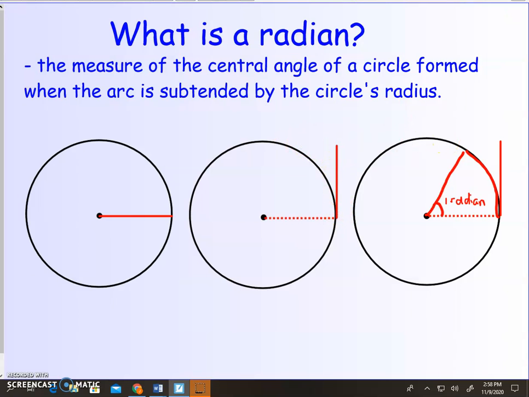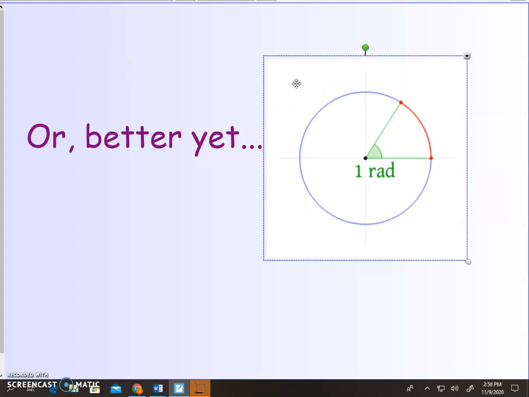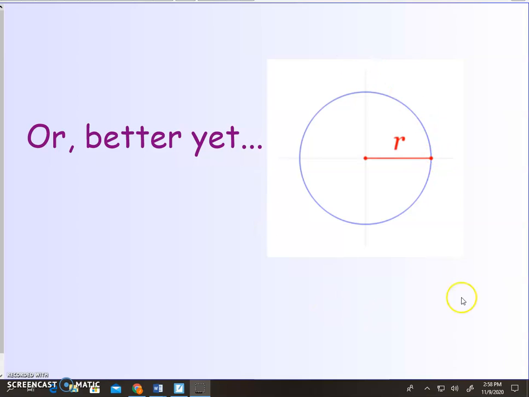Let me show you a better way of looking at a radian. Take a look at this. So I took the radius, I drew the circle, that's a radius. I'm now going to take that radius, rotate it outside the circle, subtend it or bend it, and then connect it to the center. That green angle is 1 radian. Notice it doesn't take a lot of radians to fill up the circle. As a matter of fact, how many radians do you think it takes to fill up the circle?